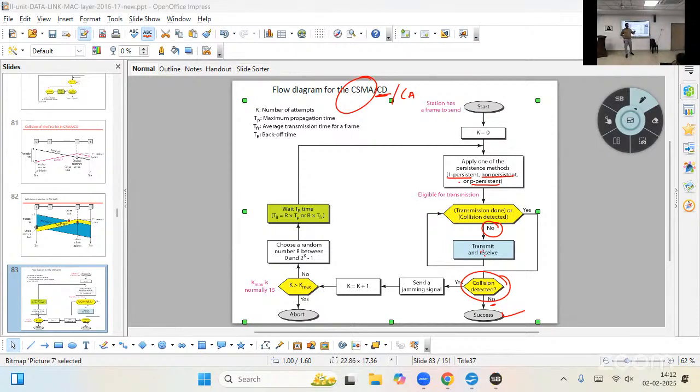Where a collision is detected, we have to send a signal, wait for some moment, and come back here again. If there is no collision, the data will be transmitted. Suppose no collision happened: the data will be successfully transmitted. If a collision happened, a collision will have happened. The collision happening means we need to wait for some random amount of time and transmit again.